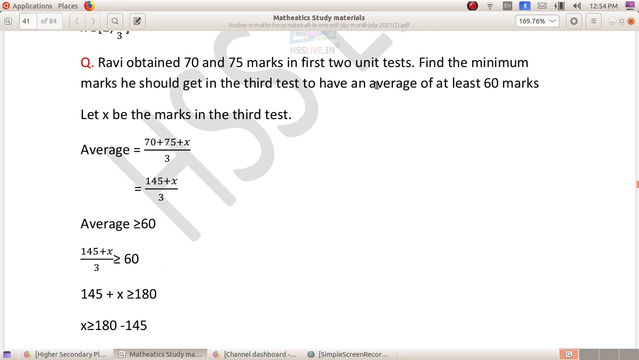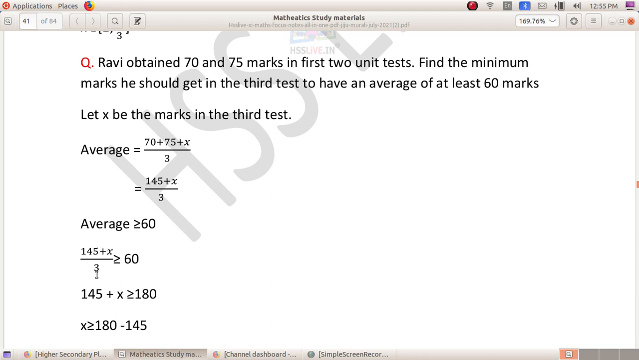If the answer is 58, that is a problem. But question says that average mark is at least 60. So this is to be calculated as what? Average mark must be greater than or equal to 60. Average mark means 145 plus x by 3, which is greater than or equal to 60.